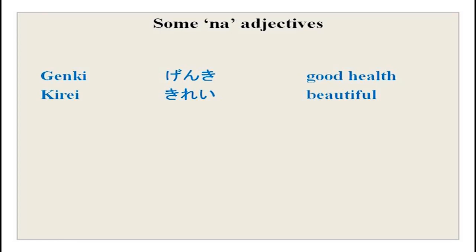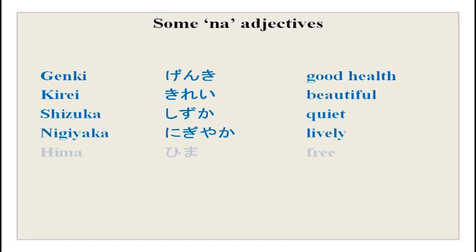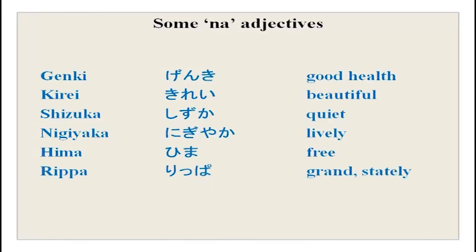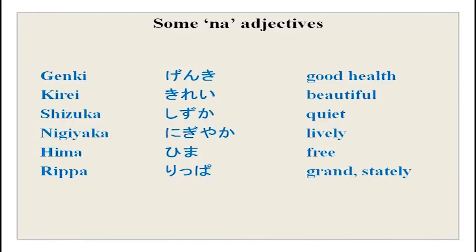Well, now, some na adjectives for you. You can repeat after me. The Roman is given over here in the first column, then you have hiragana and then the meaning in English. So, well, genki, kirei, shizuka, nigiyaka, hima, hima is free time, rippa. Rippa can be a person and rippa can also be a building or something can also be rippa. So please remember, a stately, grand, a person who has a very good personality, something which is grand, big is rippa.